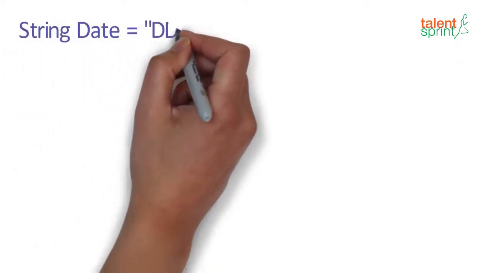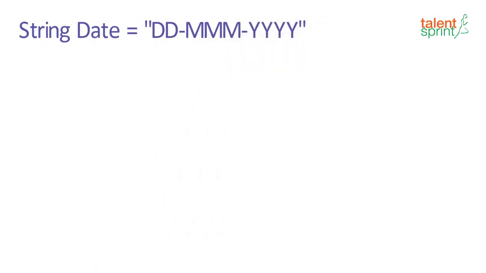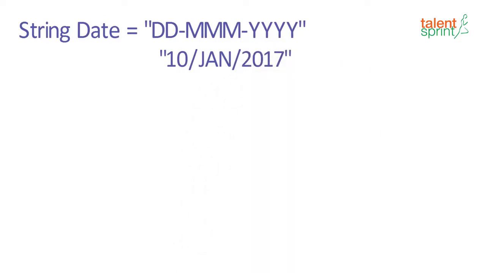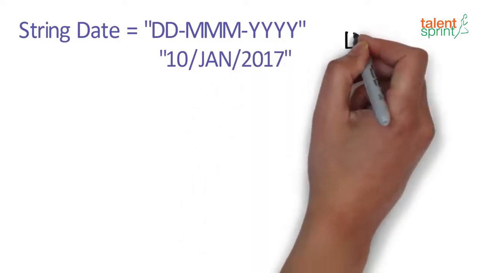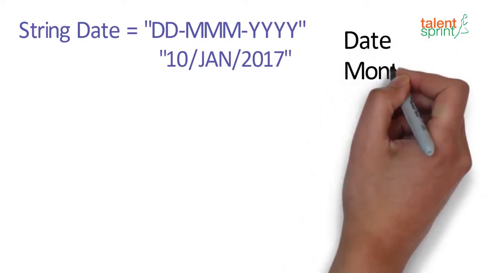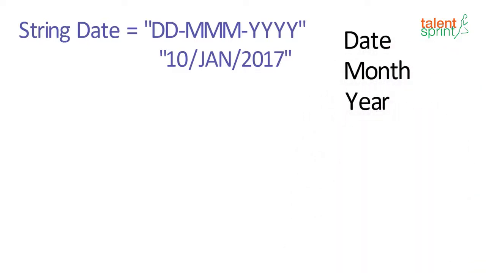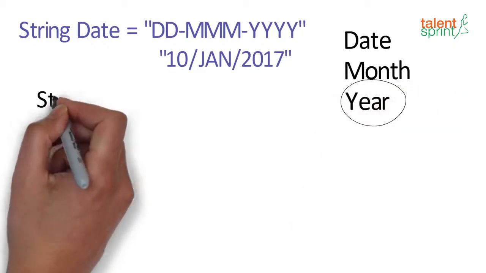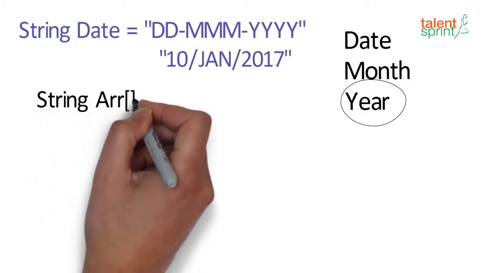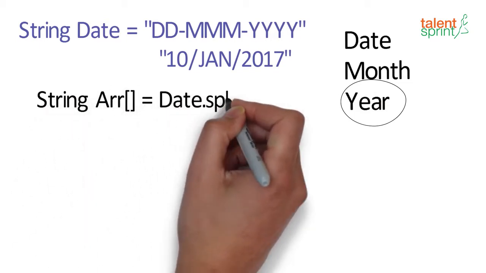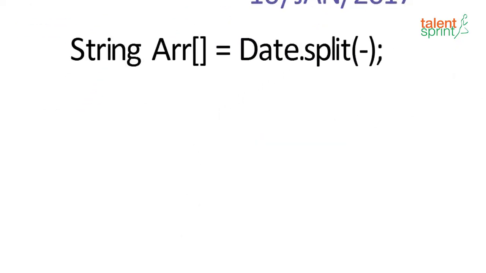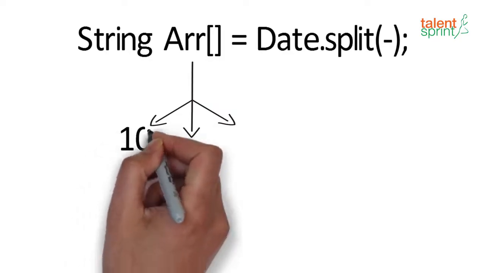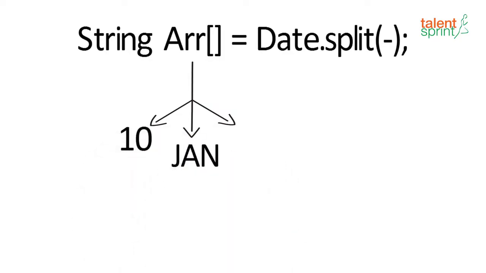If you store date as a string in date, month, and year format, you'll be using separators like hyphen or backslash to distinguish between each component. Now again, if you want these values separately, you want date separately or month separately, or you just want to know what year it is, you don't want the complete date, we can again call the split function on date with hyphen as separator. The values that you will get in the resulting array would be 10, Jan, and 2017.